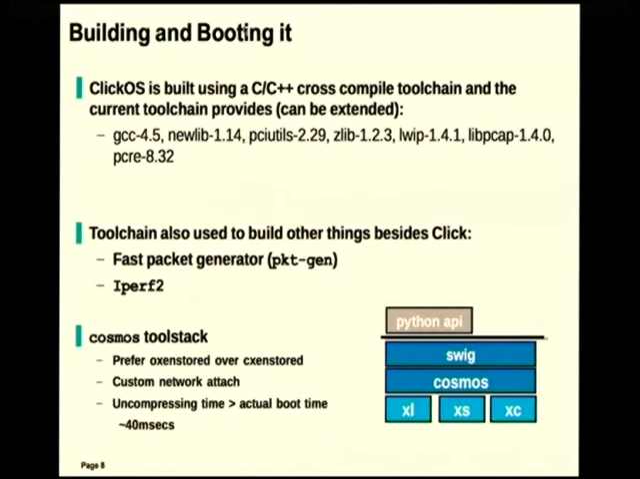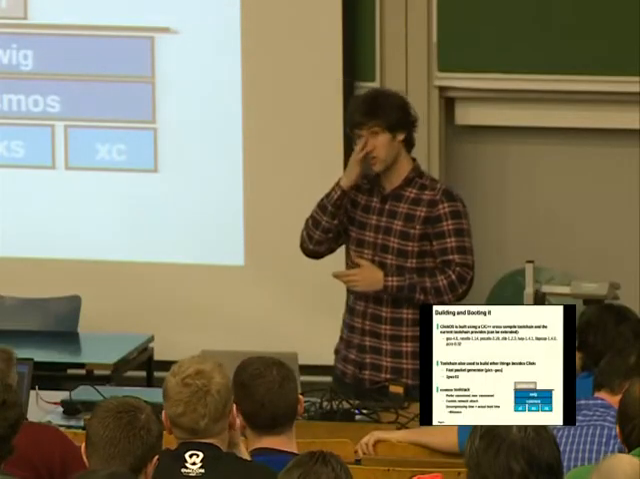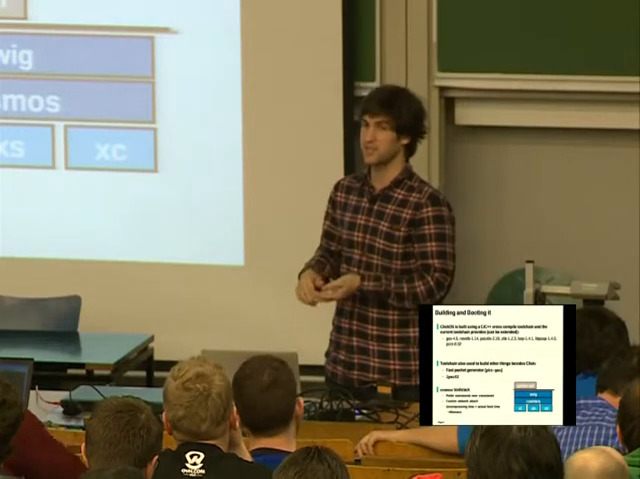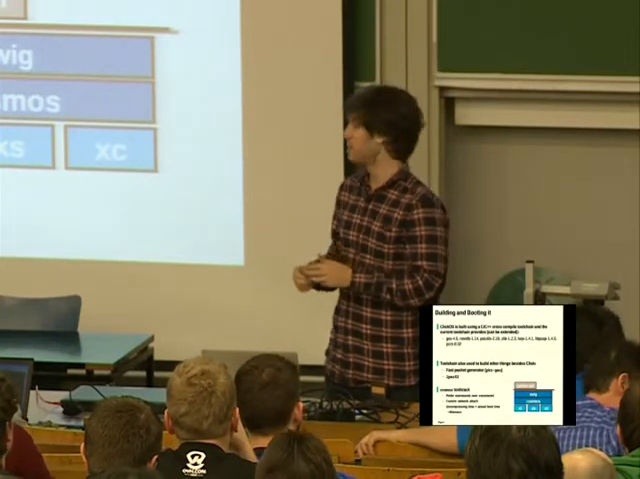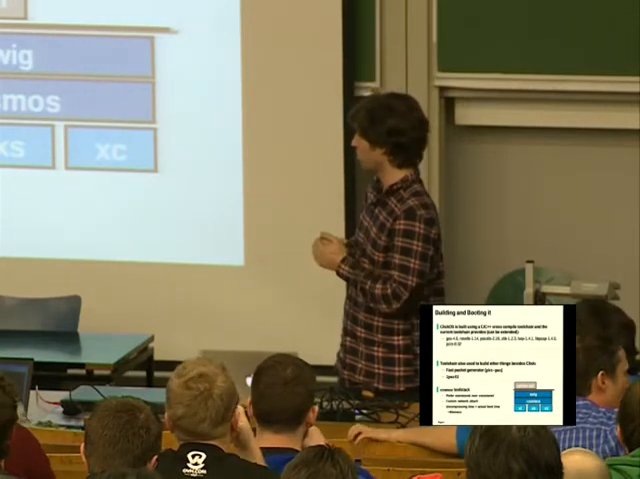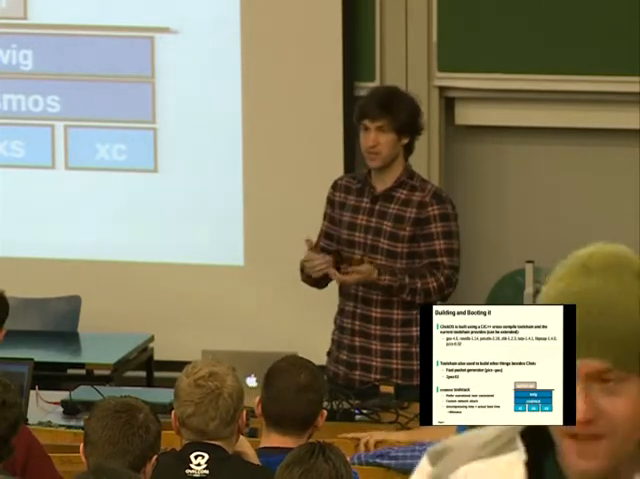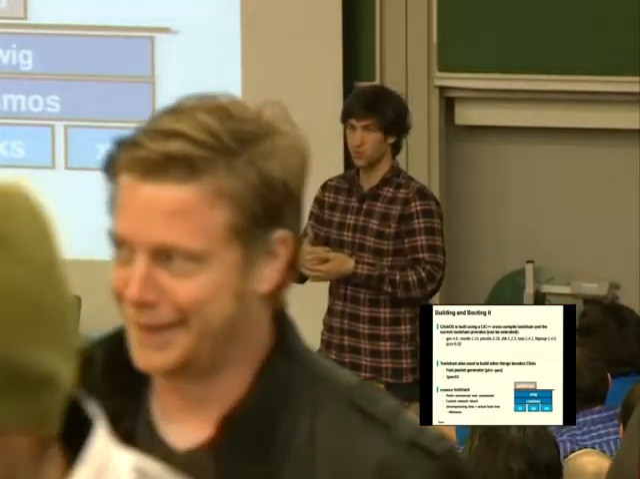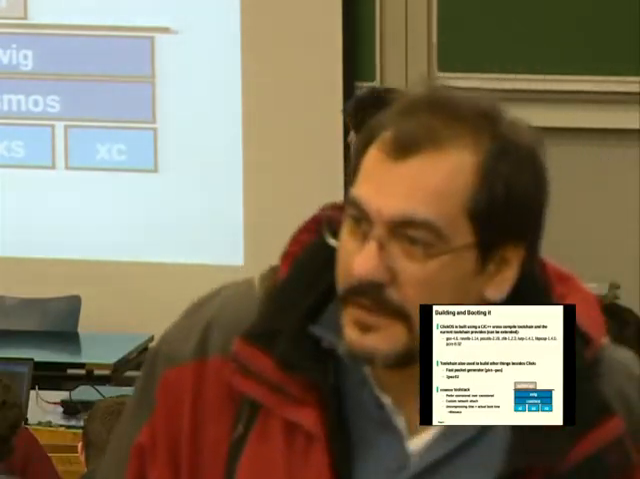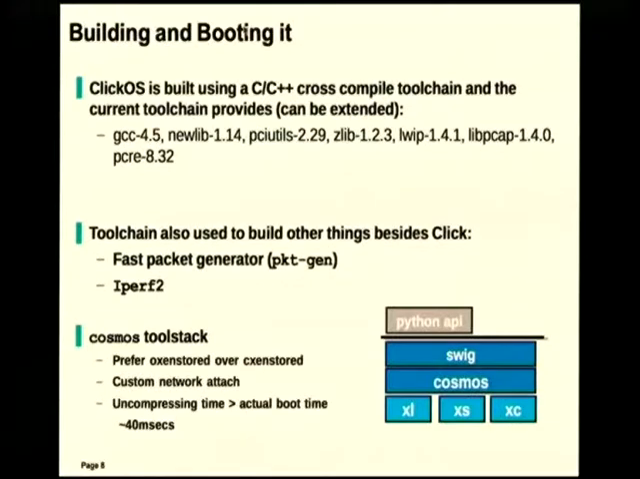Our tool stack, we have our own tool stack. We don't use XCP, Xl, or libvirt on Xen, and we designed our own Cosmos tool stack, which is basically using the Xen libraries, and we use SWIG to generate the bindings for our tool stack. For now, we support Python, JavaScript, and OCaml. It just compiles for now.